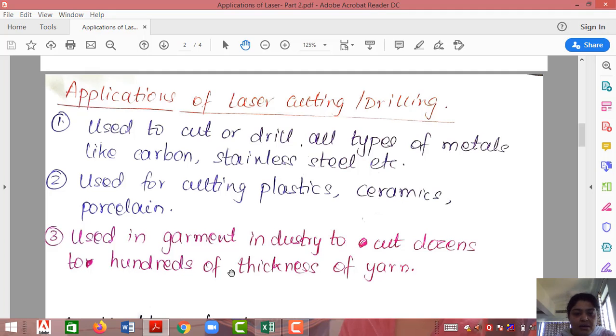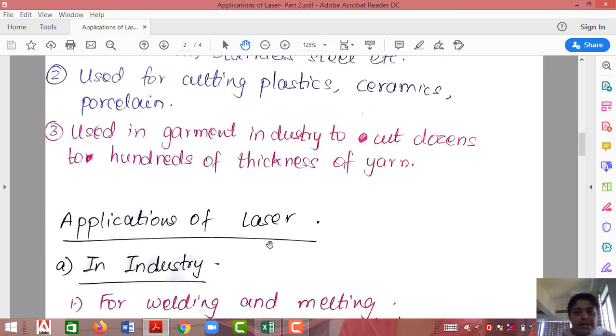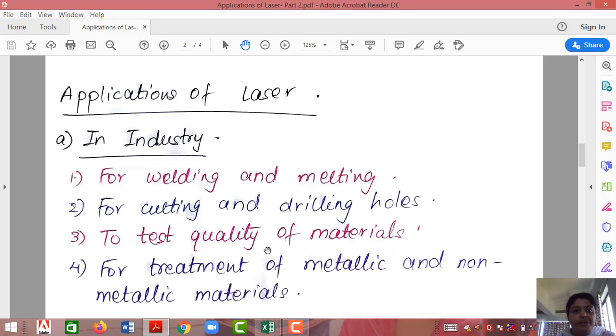Or you cannot use normal, traditional cutting in it, because that will burn the yarn. So in that case, laser is used. So this was about laser cutting. Now we will be discussing different applications of laser in different fields. Point wise, I'll be explaining.